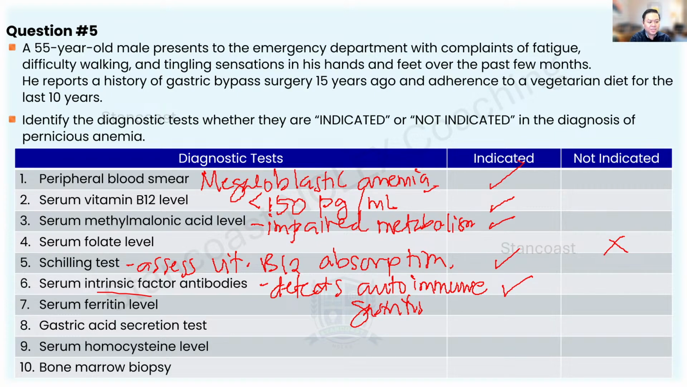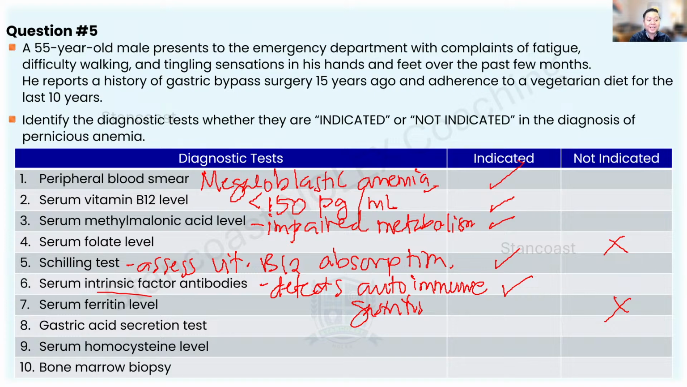Now, what about number 7, serum ferritin level? This is one of the iron studies, and I only mentioned the serum ferritin level in the iron-deficiency anemia. It will not be indicated in the vitamin B12 deficiency. Okay, so not indicated here.